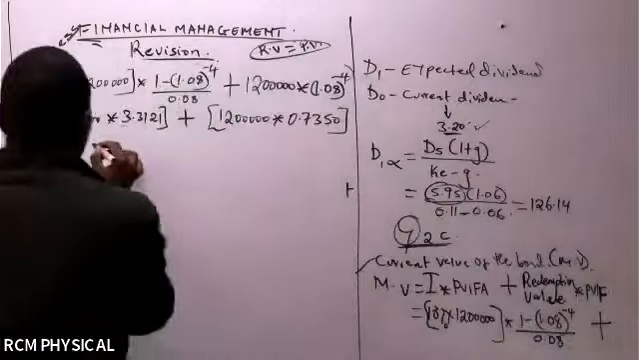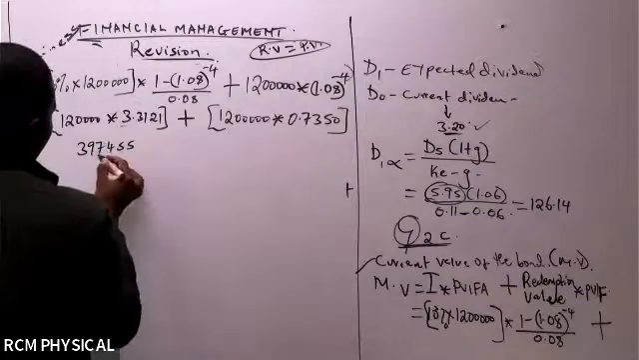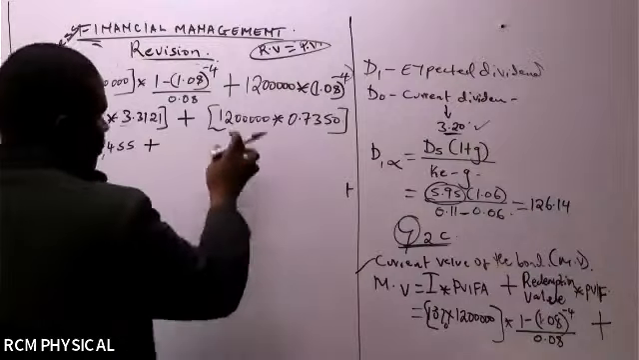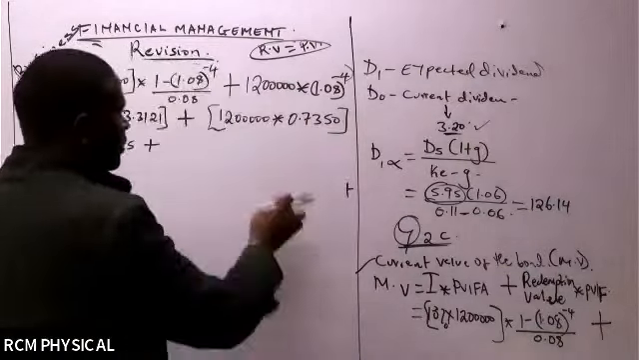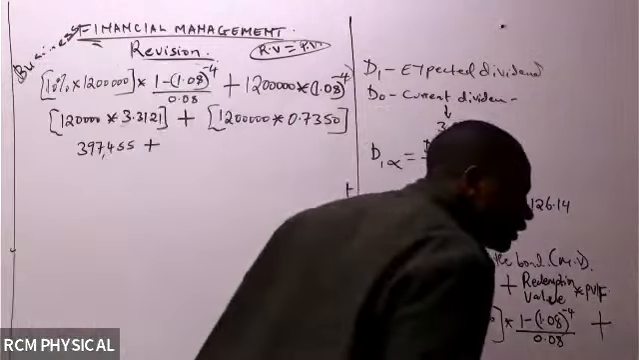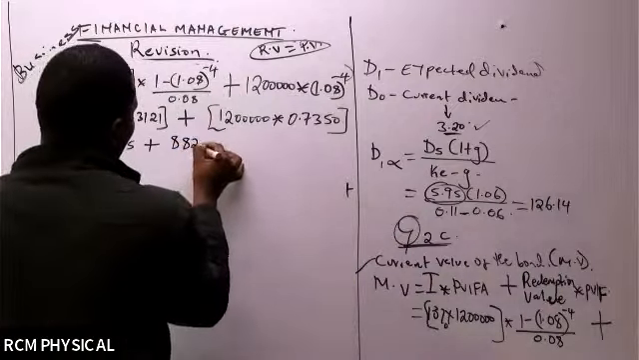397,455. 397,455 plus this. You know how much? 882,035.